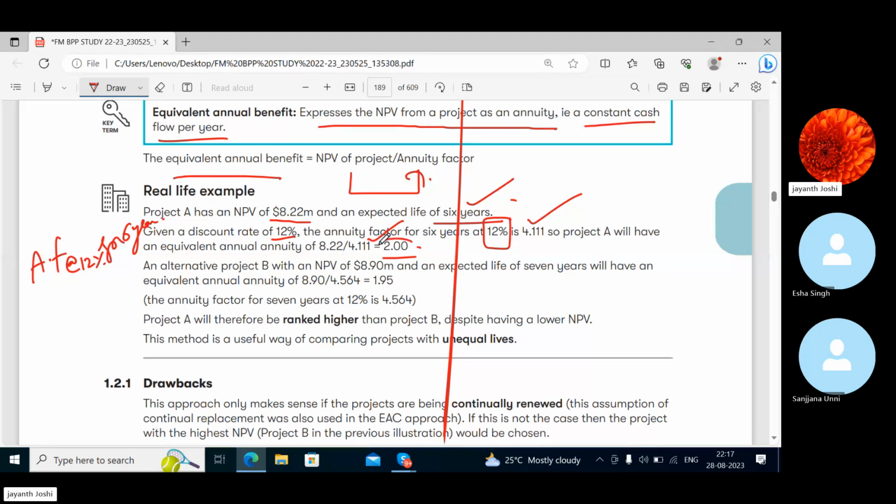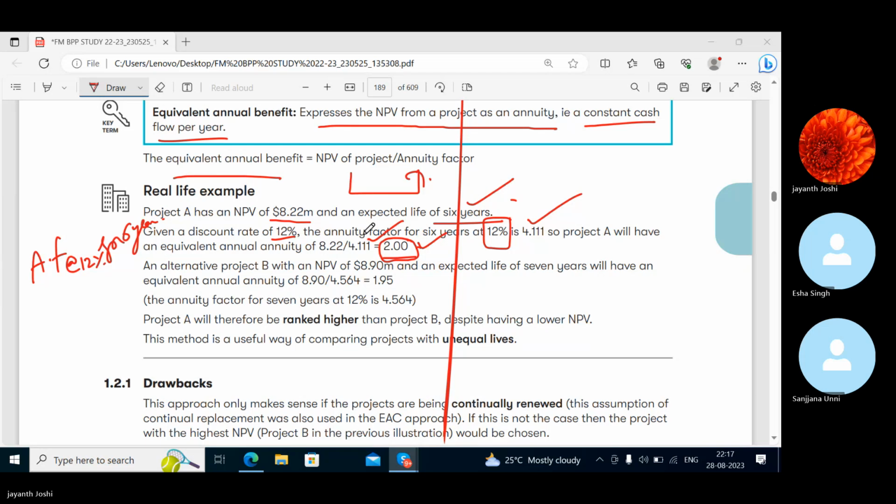Are you understanding? Yes, sir. But this is the present value. That's what I'm saying, this is the present value. That means at the beginning of every year you're going to get this 2 million. At the end of the year it's going to change. Why? Because if the present value is 2 million, the future value is going to be different at the rate of 12%.